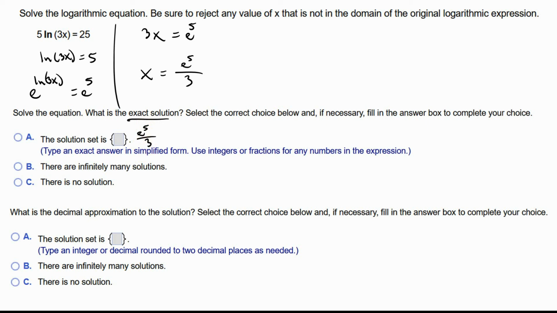You put that in there in MyMathLab. Now on your calculator, you want to find e to the 5th, calculate that divided by 3. So that gives you 49.47.